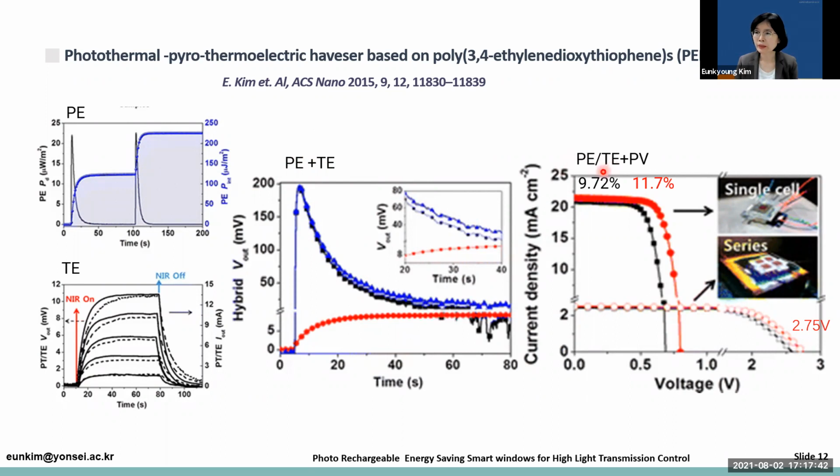Lastly, if we combine this photothermally activated pyroelectric and thermoelectric system with the photovoltaic system, like a dye-sensitized solar cell, this photo conversion efficiency is increased about 20%. And this output voltage is also increased for a small single cell or the large cell made of four small single cells. And these large cells generate 2.75 volt, which is sufficient to operate the electrochromic window.